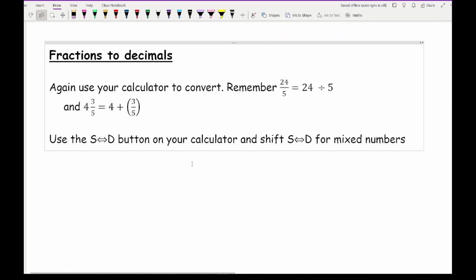Moving on to fractions to decimals. Now again, this is on the calculator. You can use your calculator to convert. Now the key thing to remember is when you've got fractions, that line basically means divide. So when you've got 24/5, that is exactly the same as 24 divided by 5.